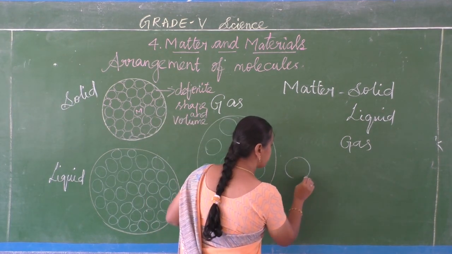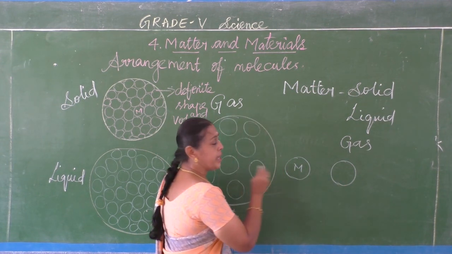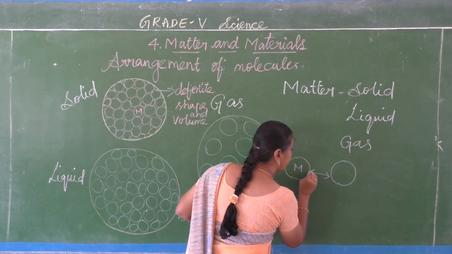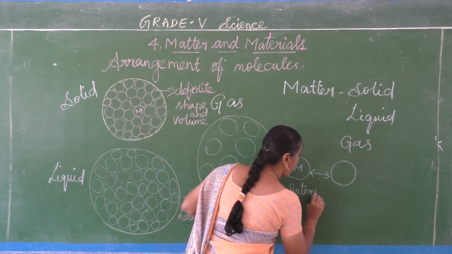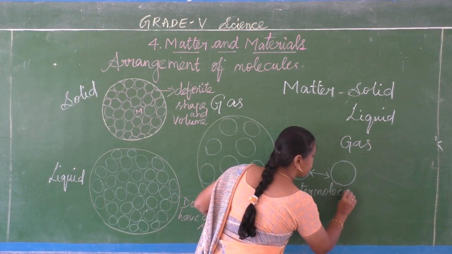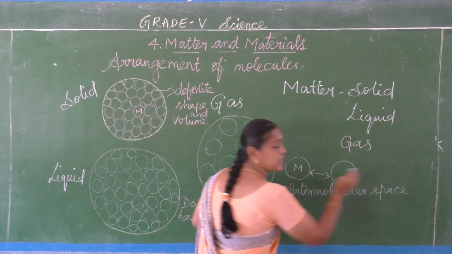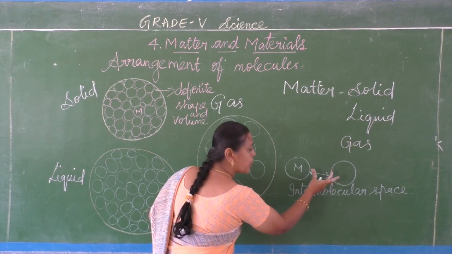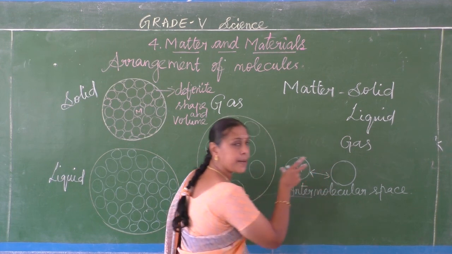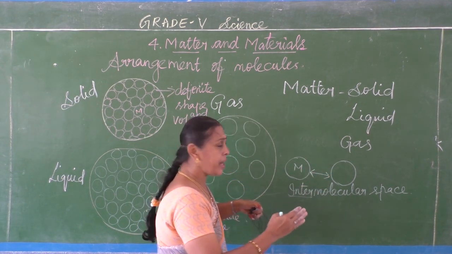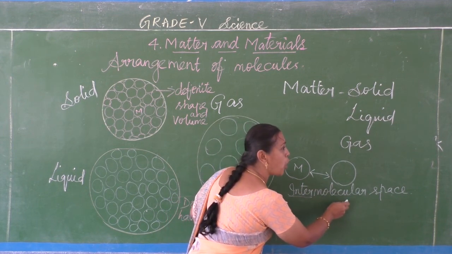And as the molecules are tightly packed in a solid, it doesn't have much intermolecular space. See, if this is one molecule and this is another molecule, there is a space in between. That space is called intermolecular space. Inter means between. Between the molecules, the space is called intermolecular space.